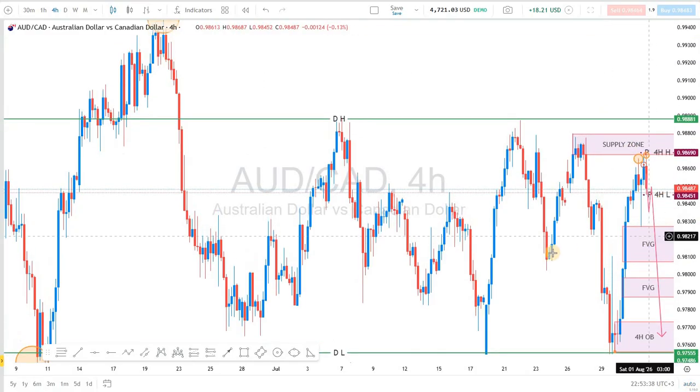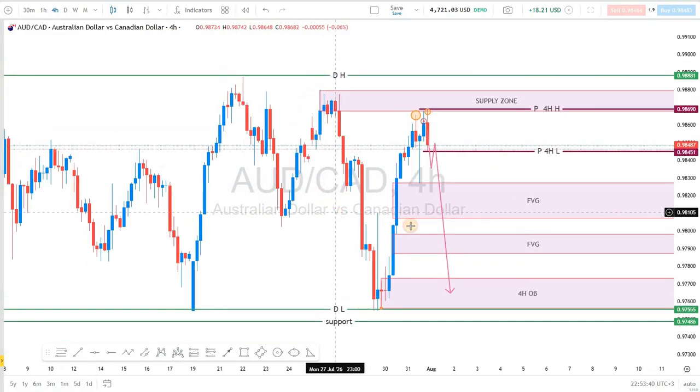On our 4 hour time frame, you can see that we have a supply area, a supply zone where the market took the selling position and then it pulled back to retest it. After retesting this supply zone, the market started showing us bearish momentum. So what you do, you mark this order block and this fair value gap and another fair value gap.